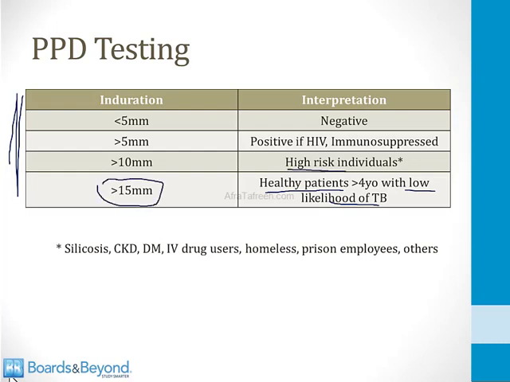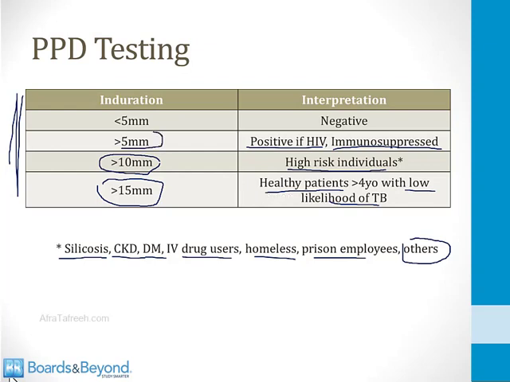In patients who are high risk, we use a lower threshold and we call it positive if it's over 10 millimeters. And high risk individuals are people with silicosis or kidney disease or diabetes, IV drug users, homeless people, prison employees, and there are some other groups that we sometimes call high risk. If the patient has HIV or they're immunocompromised, it's very difficult for them to mount an immune response to the PPD test. So in these people, we call it positive if it's greater than 5 millimeters. And then if it's under 5 millimeters, no matter who you are, it's always negative. So based on a table like this, you call it positive or negative.